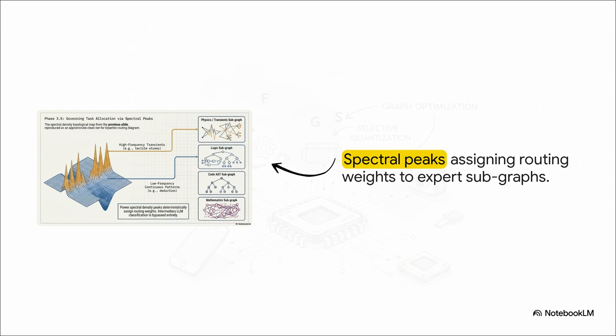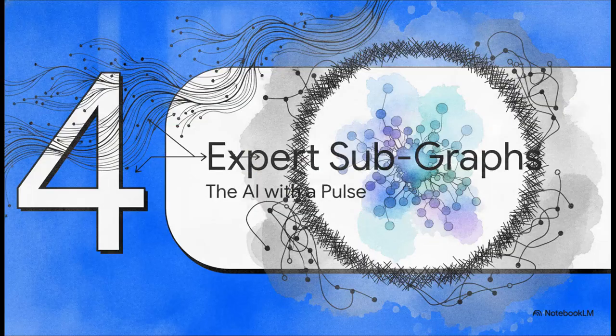This is spectral routing in action. The peaks dynamically and deterministically assign the routing weights, completely bypassing the need for a massive LLM to quote-unquote decide where the information should go. Part 4.